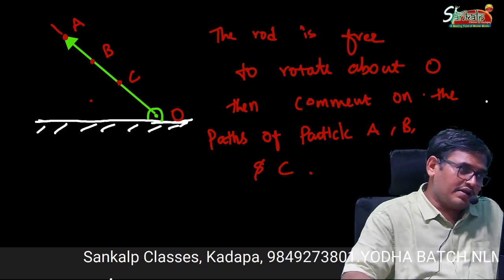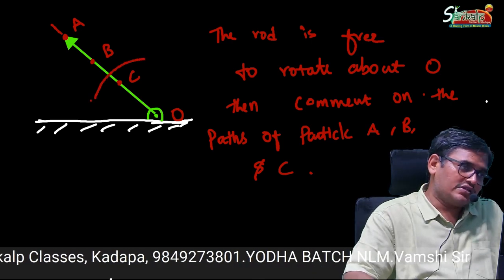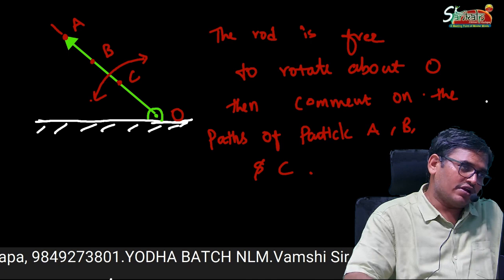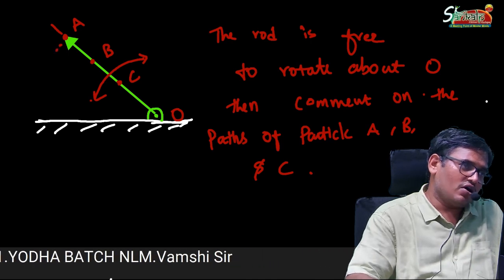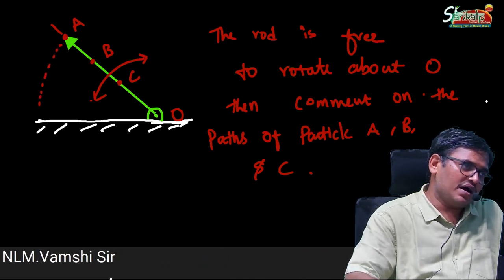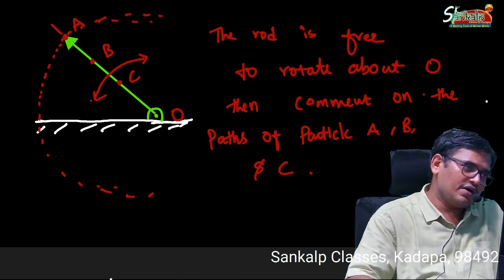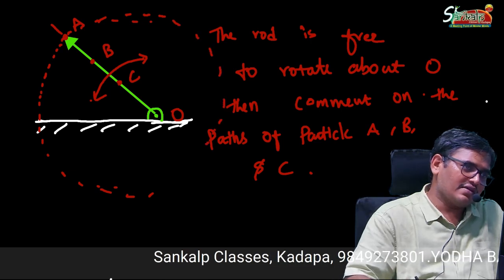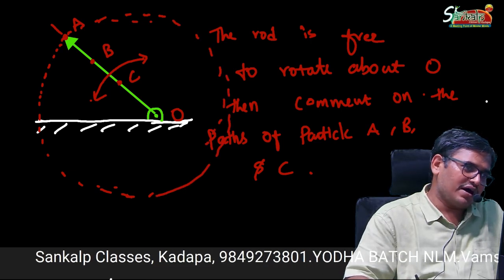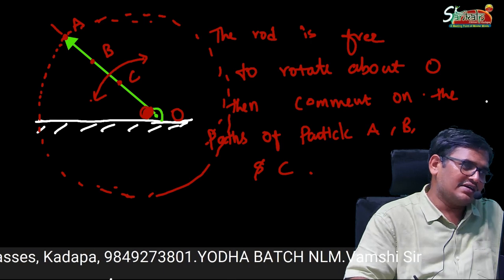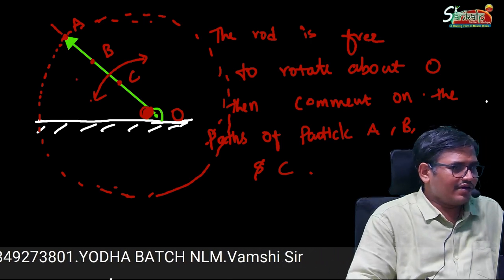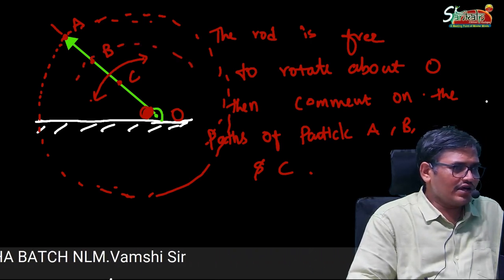Very simple. This rod can move like this. We can rotate it in both directions. When I rotate the rod, which path will A follow? Circular path. A will follow a circular path. This is the center. Clear? Okay, B also follows a circular path.